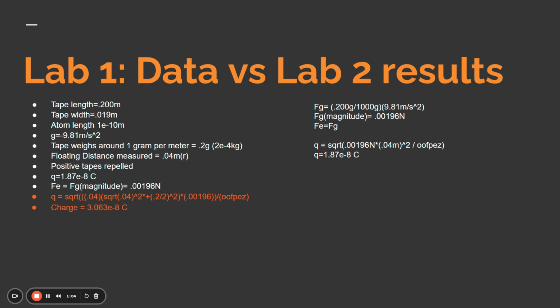Lab 1 data versus Lab 1 results. So you can see Lab 1 data is the same length as the tape as last time, same width. So you can see all the values here. Tape weighs around 0.2 grams, same distance, 0.04 meters. And then the old charge is 1.87 times 10 to the negative 8 coulombs for the positive tapes, and the force of gravity 0.00196 newtons.